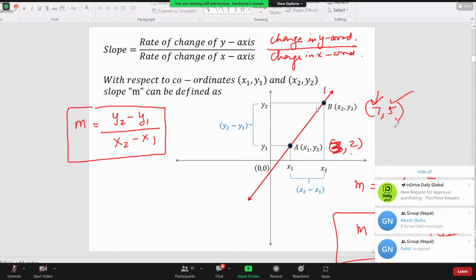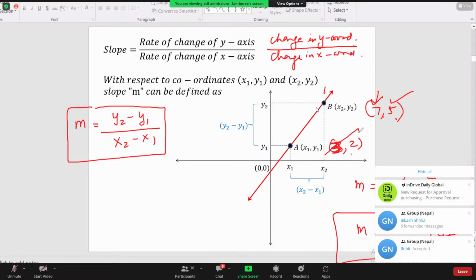So you need to be very conscious about this fact that if you are taking 5 first in the numerator, you need to take 7 first in the denominator. You cannot go in the other order, because if you go in the other order, the value of the slope will change and automatically the answer will go wrong. And the sign of the slope is very important, whether it is positive or negative. That is what you need to be always mindful about while solving the question.